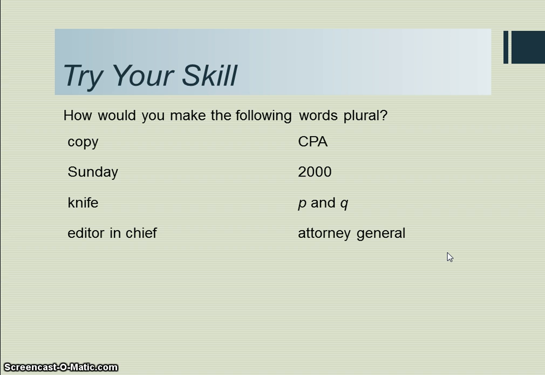Okay, let's try this. How would you make the following words plural? How about copy? What's the rule? There's a consonant before the Y, so we add the IES. How about CPA? We just simply add an S at the end because we know what this is. We don't have to worry about putting an apostrophe here. Sunday, there's a vowel before the Y, so we just put an S at the end. This number 2000, we just put an S at the end.